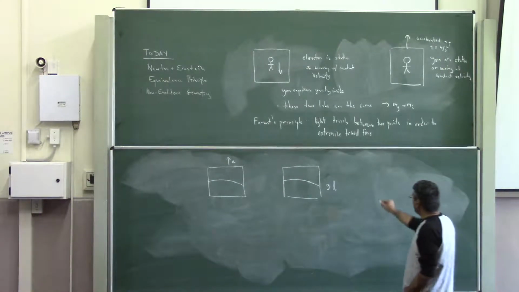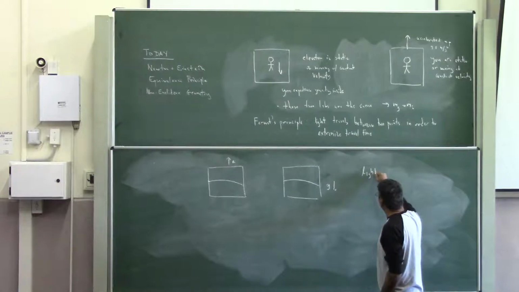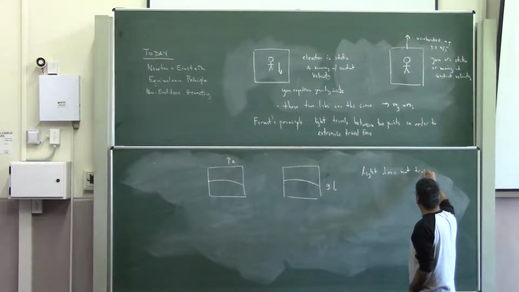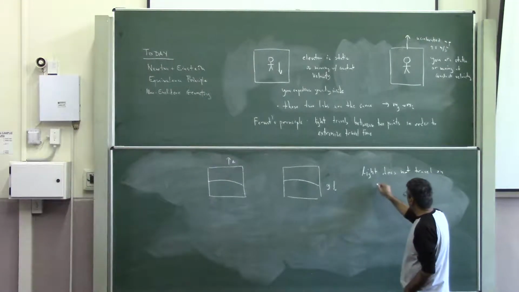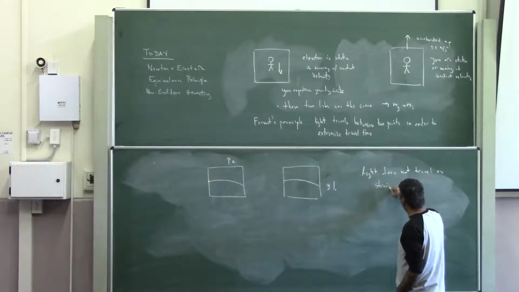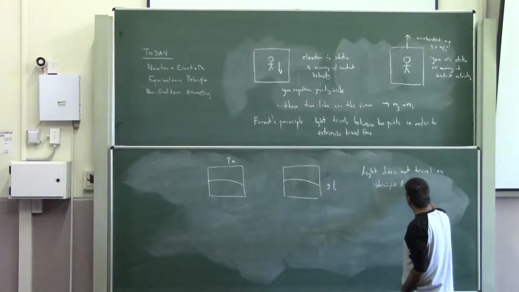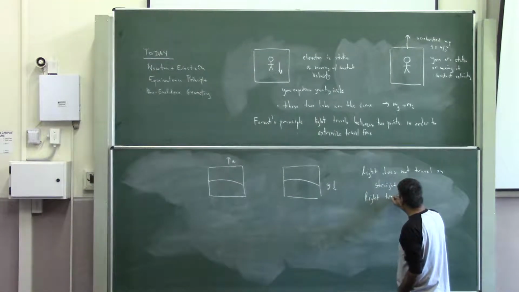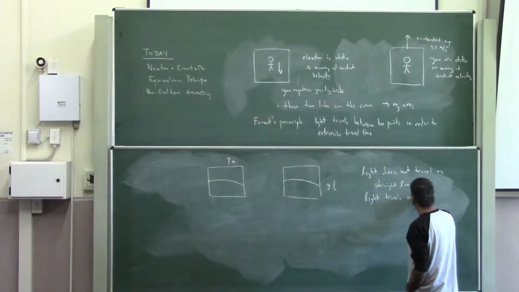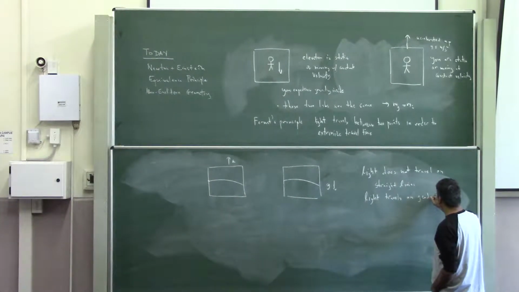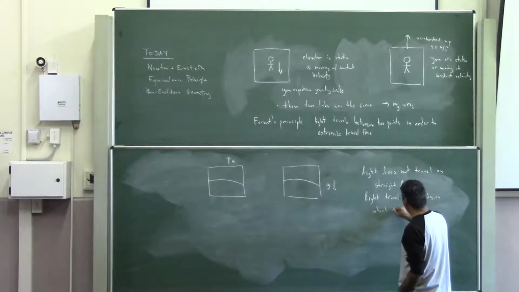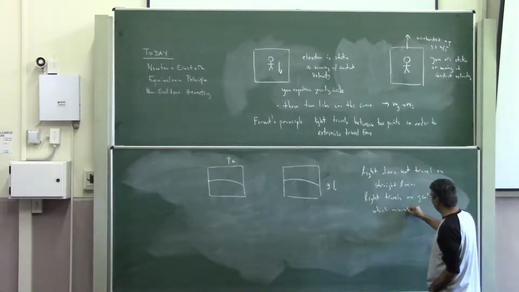So light does not travel on straight lines. Light travels on geodesics, which in this case minimize the distance between 2 points.